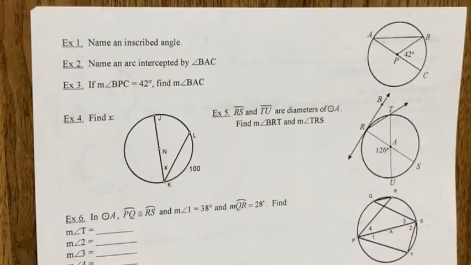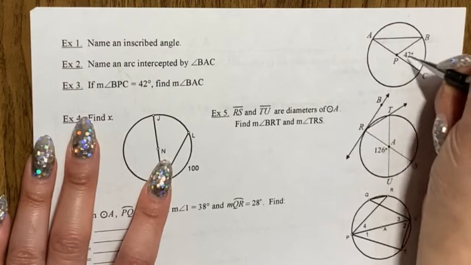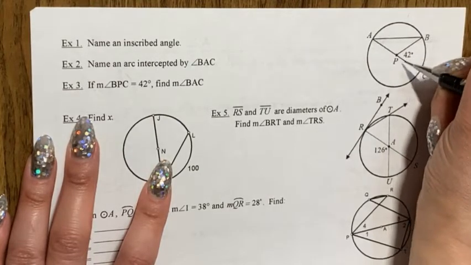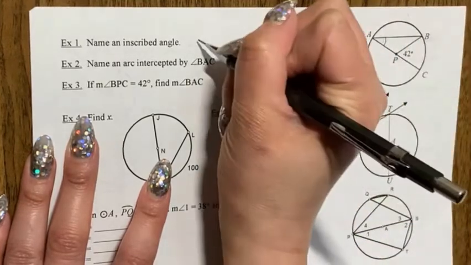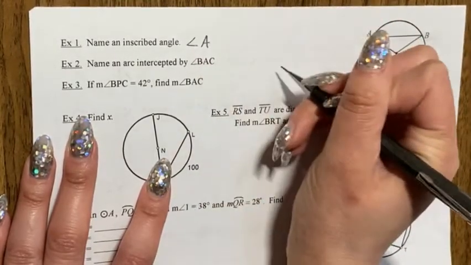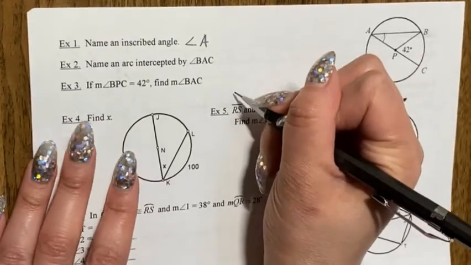For example number 1, what you need to do is name an inscribed angle. So you have this situation over here, so what can you tell me? Is this the inscribed angle? No, absolutely not. That's a central angle. So this guy is going to be the inscribed angle. We name it angle A. You can also name it angle BAC, and that would be correct.